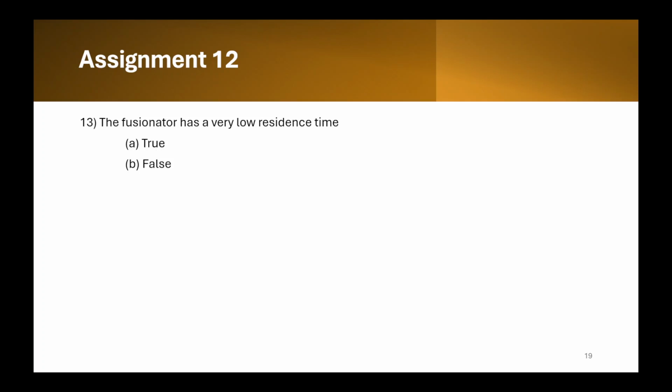Next question. The fusionator has a very low residence time. Is this a true statement or a false statement?